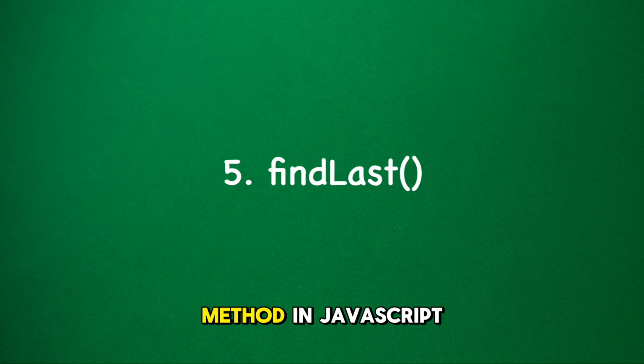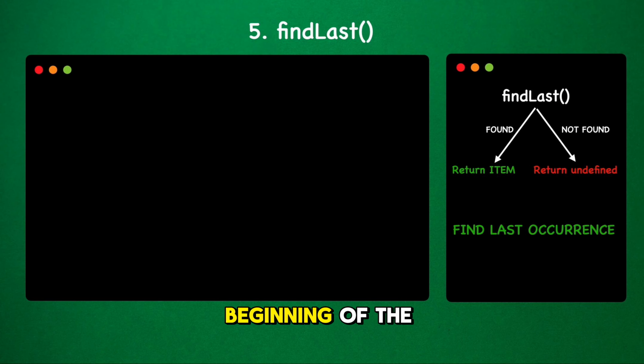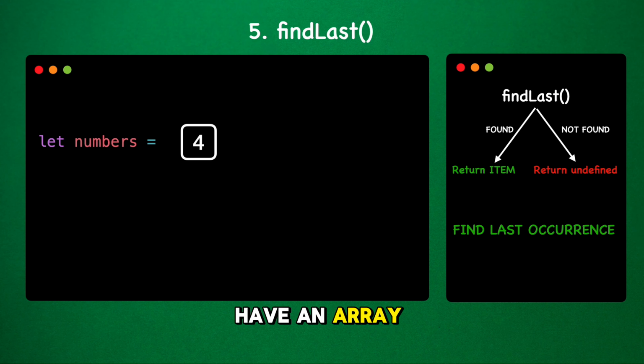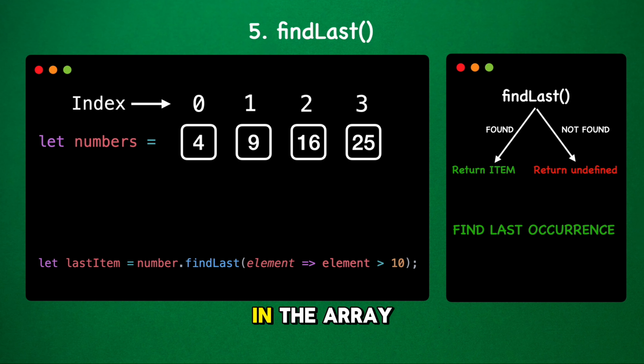The findLast method in JavaScript works similarly to find, but instead of starting from the beginning of the array, it starts from the end and moves backwards. It's used to find the last item in an array that meets a certain condition. Let's say you have an array of numbers like this: 4, 9, 16, 25. You want to find the last number in the array that is greater than 10. Here's what you would do.